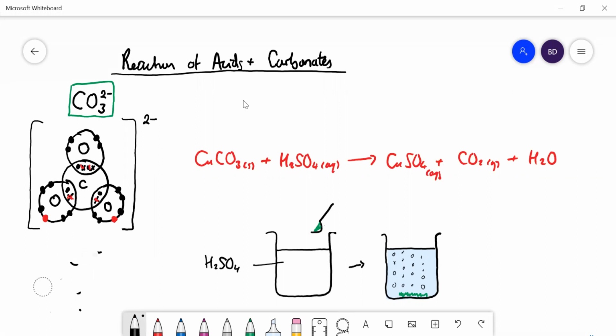Okay, so let's have a look at the equation for the reaction of copper carbonate and sulfuric acid. So we get copper carbonate, which is that green powder there. Put it into some dilute sulfuric acid, and it starts fizzing because there's the bubbles there, because you're making carbon dioxide. And the solution turns blue because you have got copper sulfate solution forming there. So that's what we see.